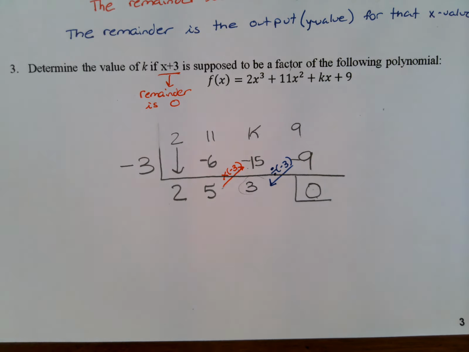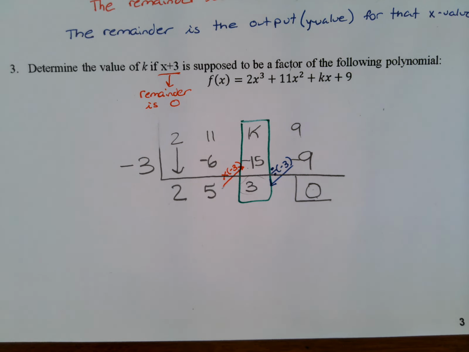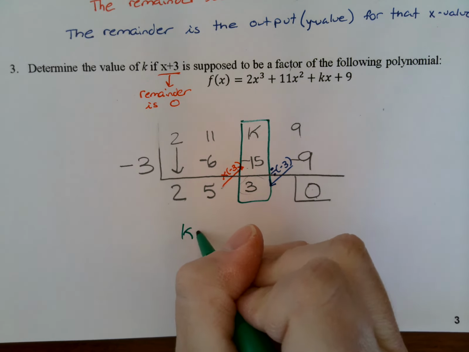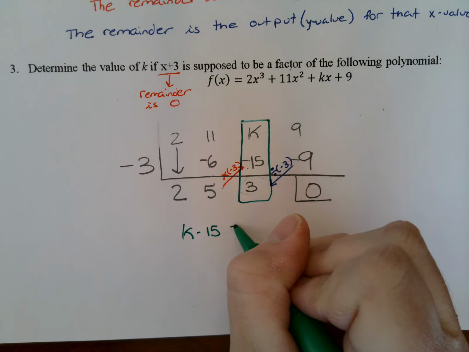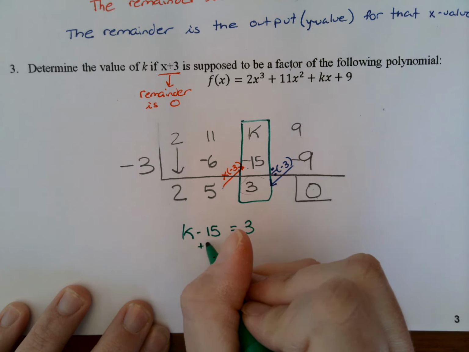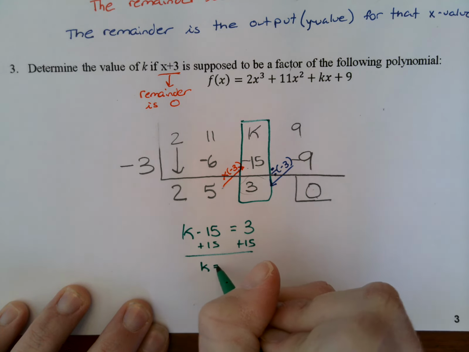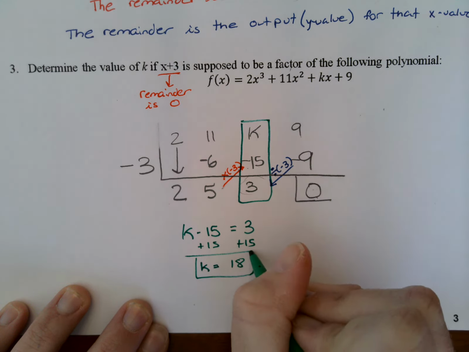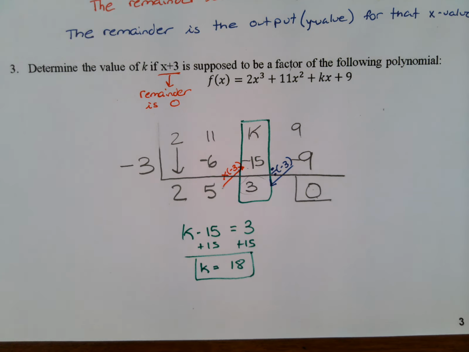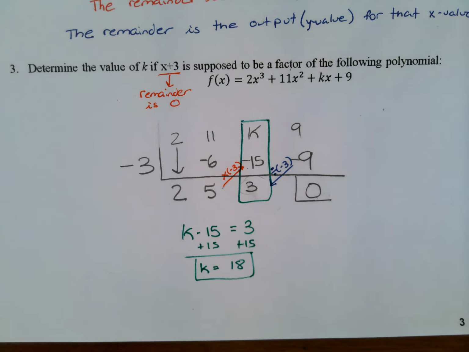Now, why I did all this: I have now created myself a nice little equation. I now know k minus 15 equals 3. Well, with that little mini equation, I can solve for k. Add 15, k equals 18. And that is my answer. So you can work your way forwards and backwards to be able to create an equation.